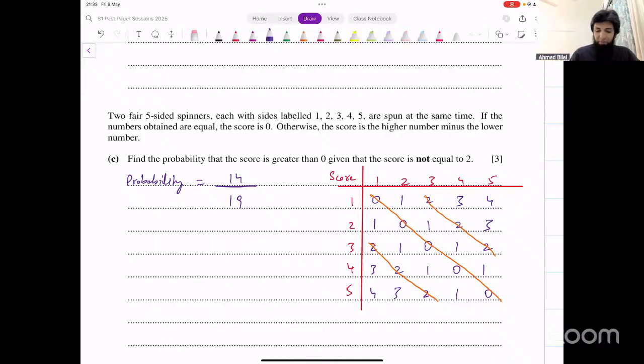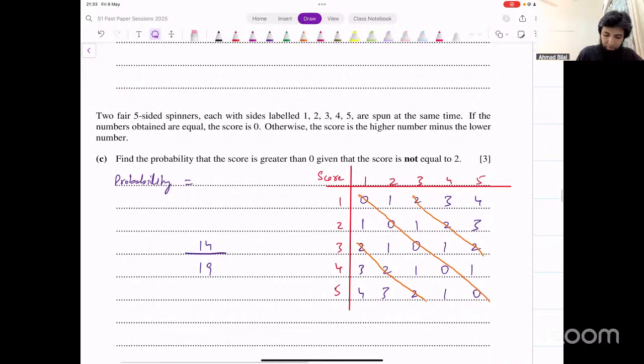You could also find the probability separately. Probability of the intersection where the score is not zero. So let me write the formula in case that helps. So the conditional probability formula, what would that be in this case? It'll be probability of the score being greater than zero and not being equal to 2. In the denominator, you have probability of the score not being equal to 2.